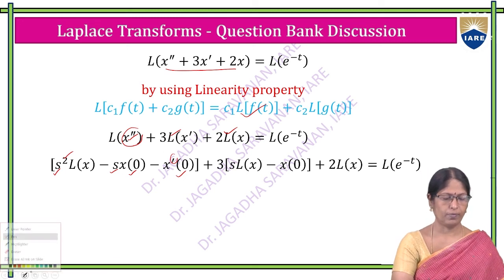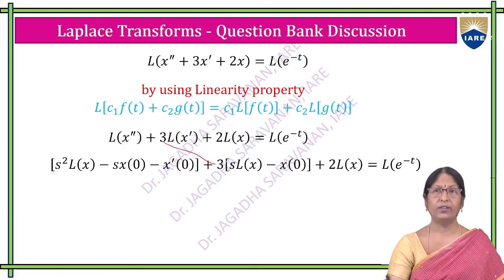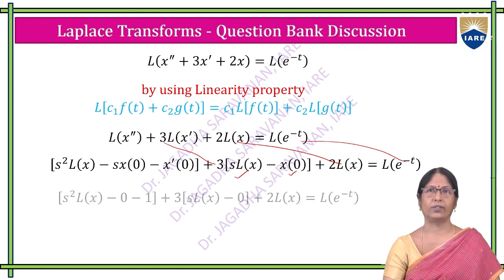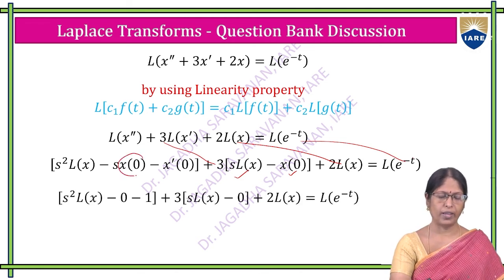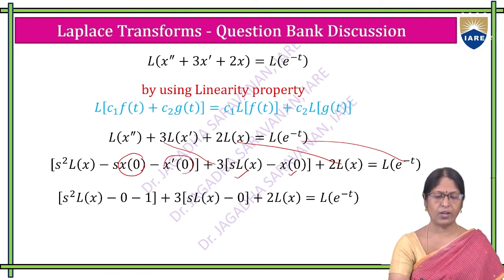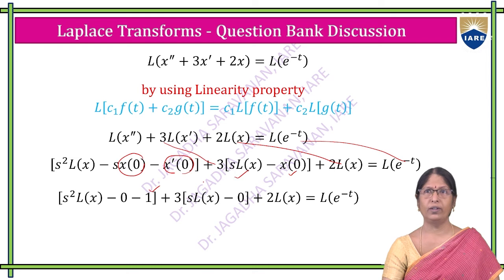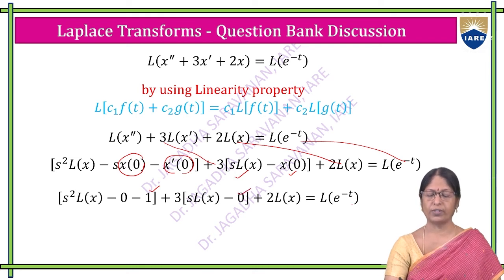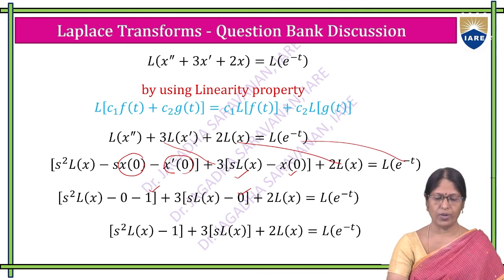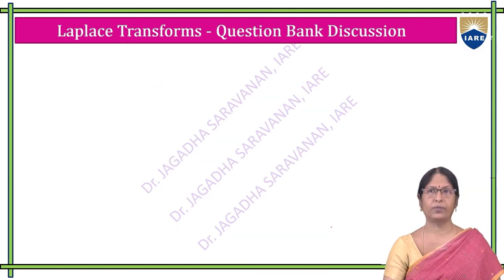Next, for the 3x term, which is the first derivative, we start with s: s L of x minus x of 0. This is written as it is, and the right side as it is. We substitute x of 0, the initial condition given, 0, and x dash of 0, they gave the value 1. So in the respective places we substituted those values. After substituting, we do the simplifications.